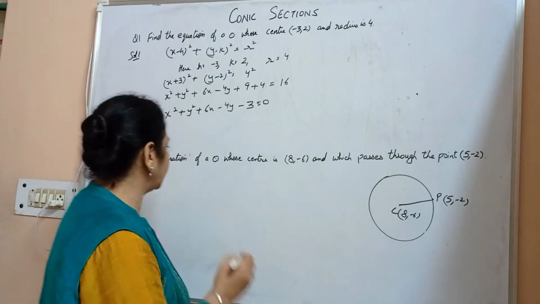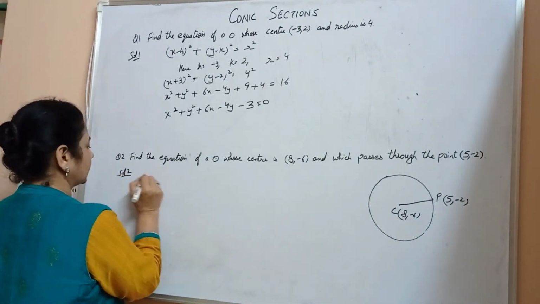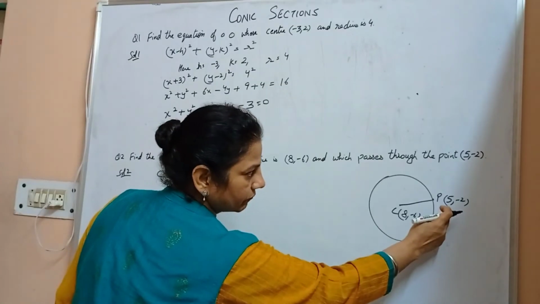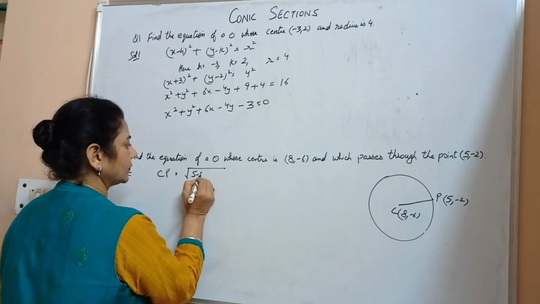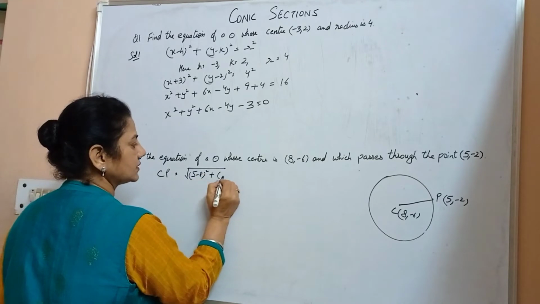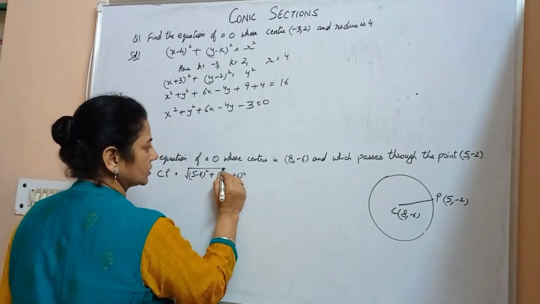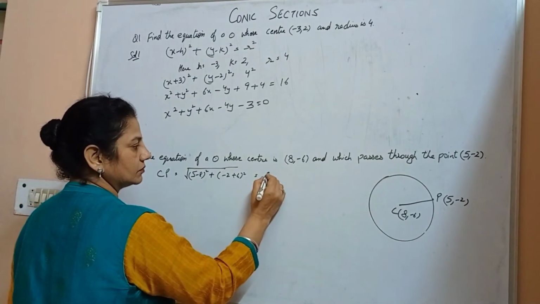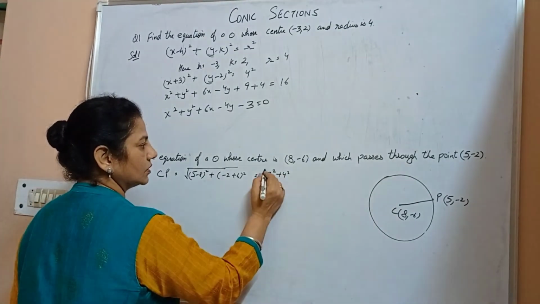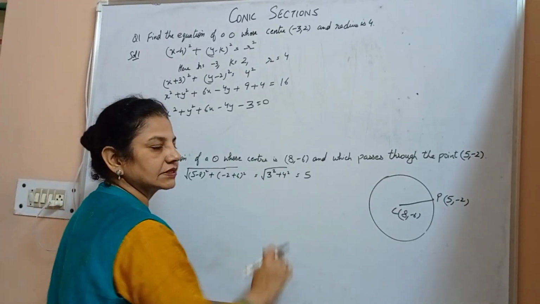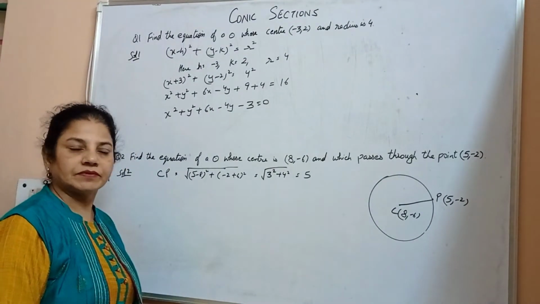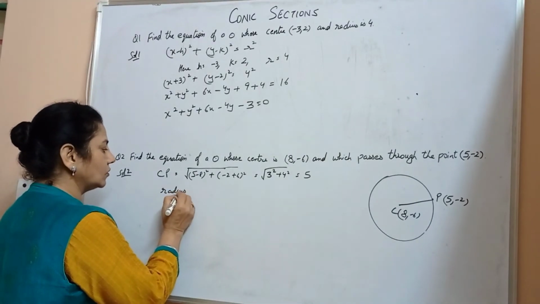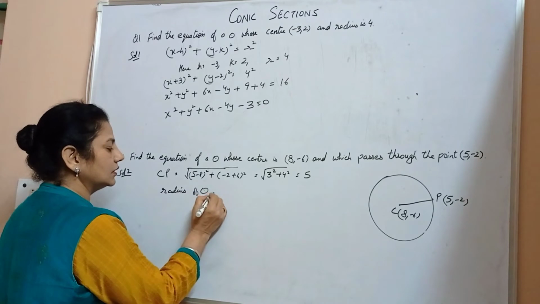So by distance formula we get CP is equal to under root of (5 minus 8) whole square plus (-2 plus 6) whole square, which is equal to square root of 3 square plus 4 square, 9 plus 16, 25, and the square root of 25 is 5. So we get the radius of the circle, r is equal to 5.